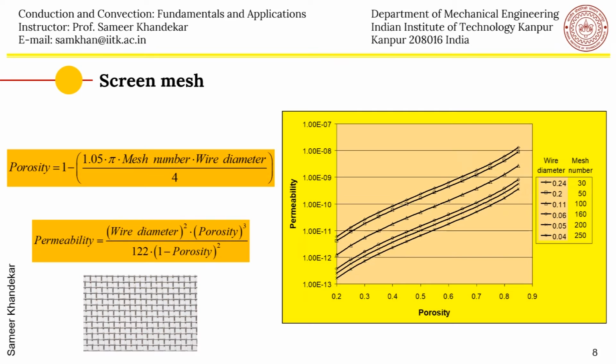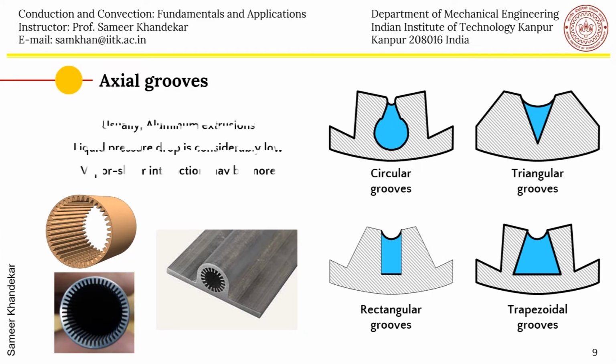The wire mesh, let's say, capillary structure. These are axial grooved, usually aluminum extrusions. As I was telling you, the liquid pressure drop here is considerably low. That is one of the aims, because as you know, the liquid has to be brought from the condenser to the evaporator, and the liquid is filled up in grooves like this of different cross-sectional areas. You can have circular grooves, triangular grooves, trapezoidal grooves, or rectangular grooves.